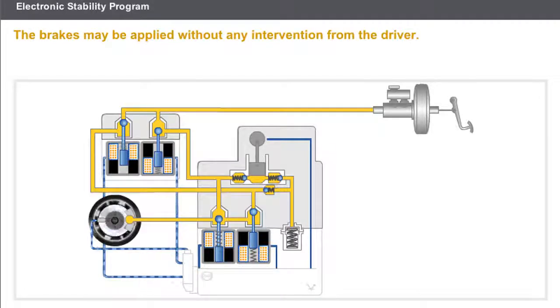Let's take a closer look at the hydraulic operation of the system. Depending on the situation, the brakes may be applied without the intervention of the driver. The computer closes the isolation solenoid and opens the inlet solenoid. The pump is activated and applies a brake pressure to the wheel concerned. If the wheel reaches the slip point, the inlet solenoid closes and the outlet solenoid opens. The computer controls the wheel regulation as many times as it judges necessary.